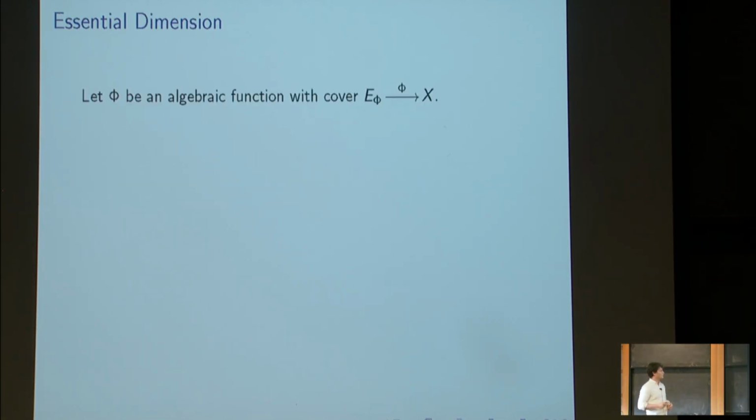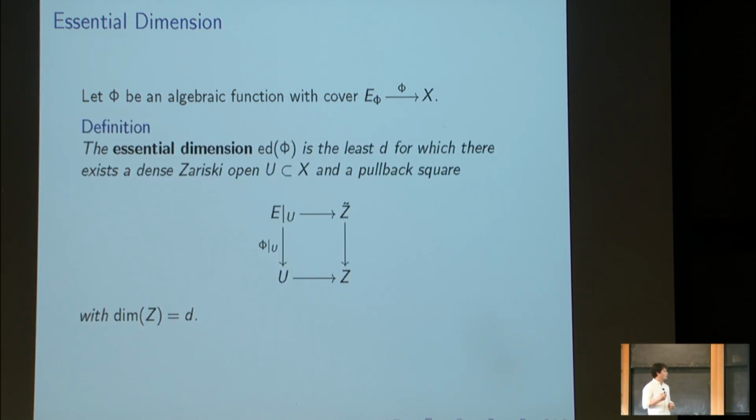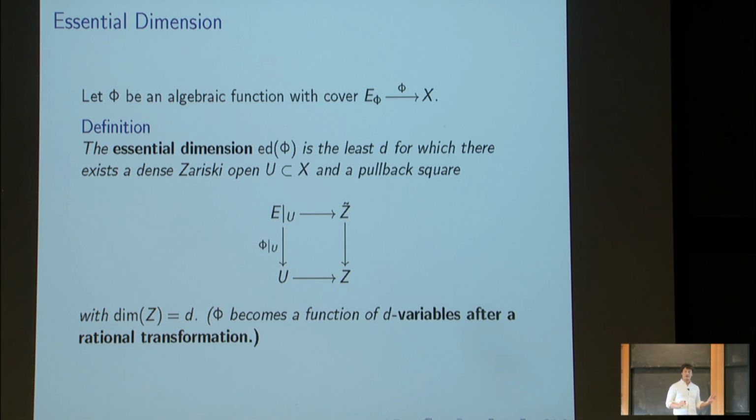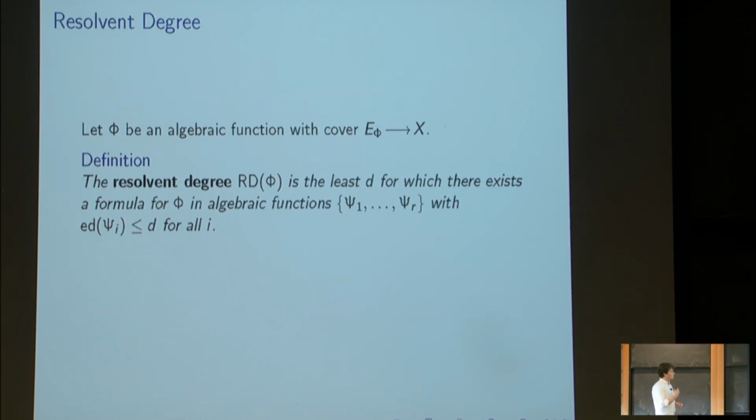OK, and again, let's formalize this into a modern definition. If you hand me some branch cover, I can talk about its essential dimension. The essential dimension is the least d for which I can rationally pull that cover back from a d-dimensional variety. So we can summarize this: it's a function of d variables after a rational change of coordinates. Now that we know how to talk about rewriting individual functions, we can talk about the resolvent degree, which is about formulas. The resolvent degree of phi is the least d for which there's a formula for phi in functions of d variables. This definition was due to Brauer, Arnold, and Shimura in the 70s.